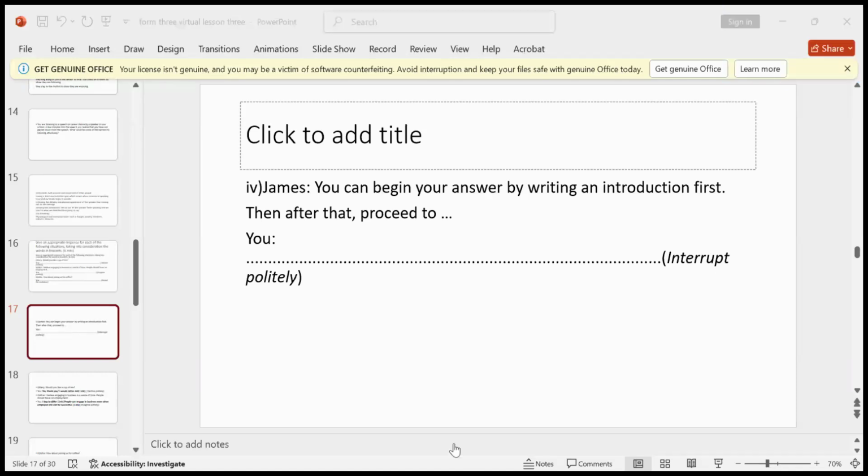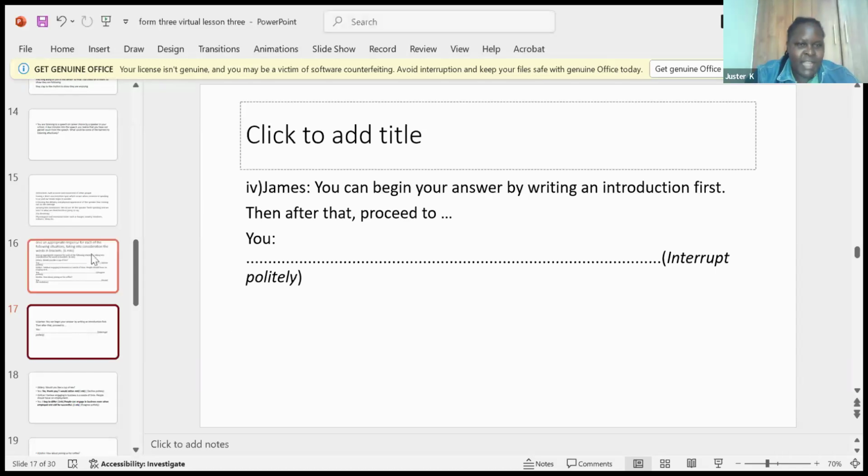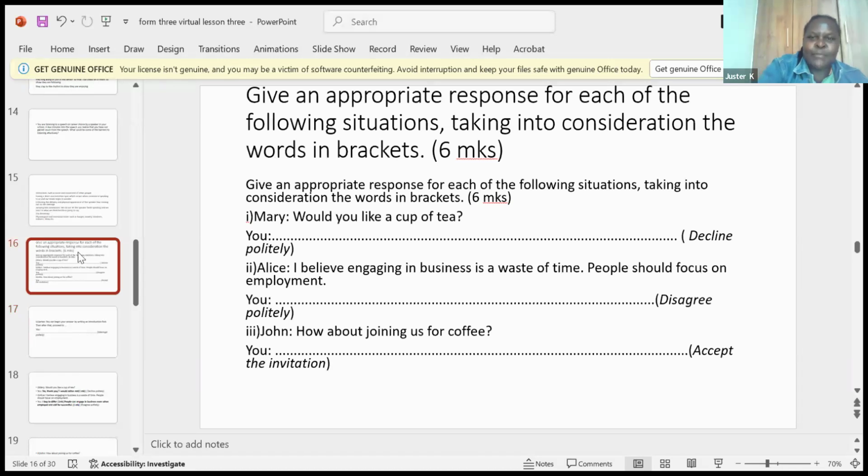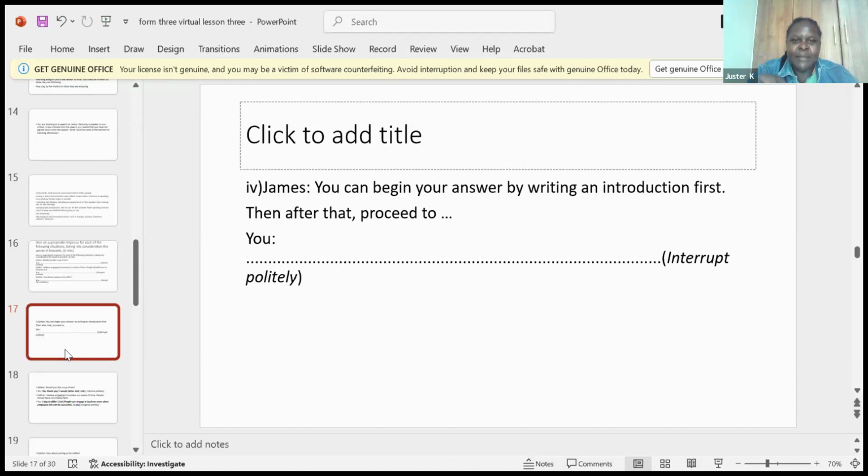Could you please explain the question? The question is very simple, Boniface. You've been asked to give an appropriate response for each of the following situations. Take into consideration the words in brackets. Now, what you have here, it is like maybe the teacher is teaching and the teacher is saying, you can begin your answer by writing an introduction first. Then after that, proceed to, just before the teacher continues, somebody interrupts, but interrupts politely. So how would you interrupt politely to that?